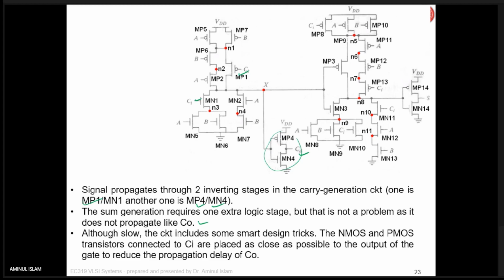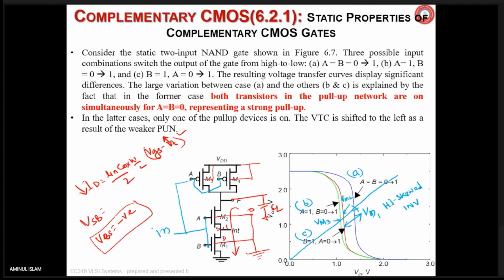Although slow, the circuit includes some smart design tricks. NMOS and PMOS transistors connected to CI are placed as close as possible to the output of the gate to reduce the propagation delay of CO. Means the same thing we have adapted. These two could be put here in place of CI, and CI could be put down. That has not been done. The same thing we have discussed in the previous discussion.